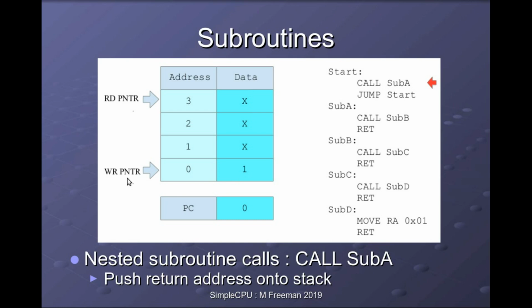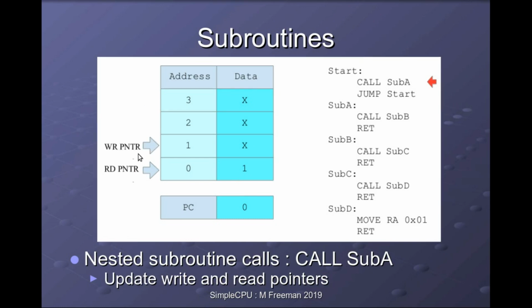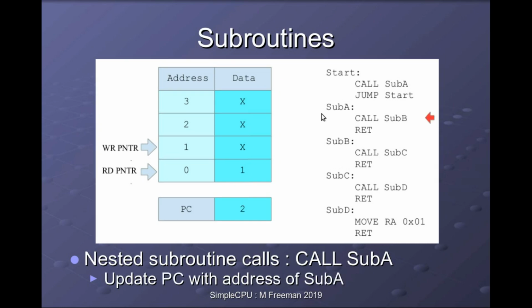We then increment the stack pointer to point to the next free location, so the 2-bit counter goes to the value 1 and the decrementer goes to the value 0. We then update the program counter with the address of subroutine A and jump to that instruction. At that location we have another call instruction, a call to subroutine B.